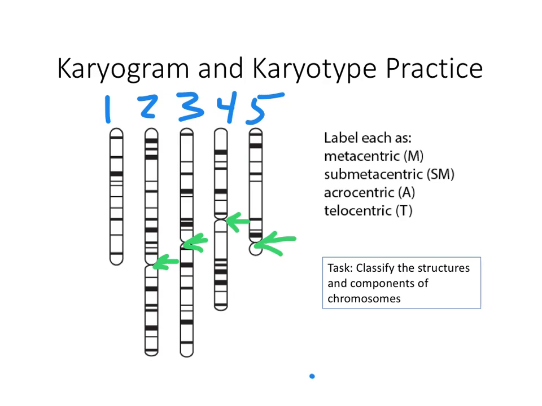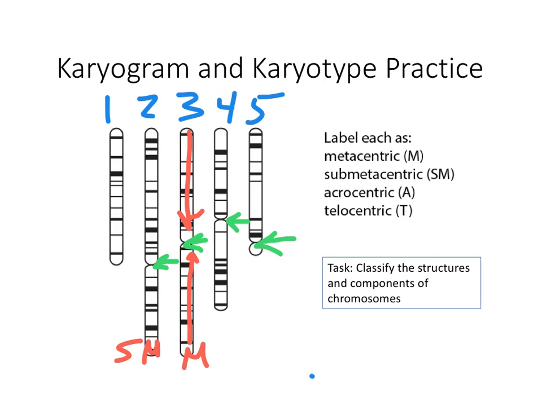Which one's metacentric? Number 3. The centromere is in the middle. Each of the arms of the chromosome are about equally as long. The centromere is in the middle, that's metacentric. M, metacentric, middle center. Submetacentric, slightly off, would be which one? Number 2 is a submetacentric. The centromere is a little bit lower than the middle.